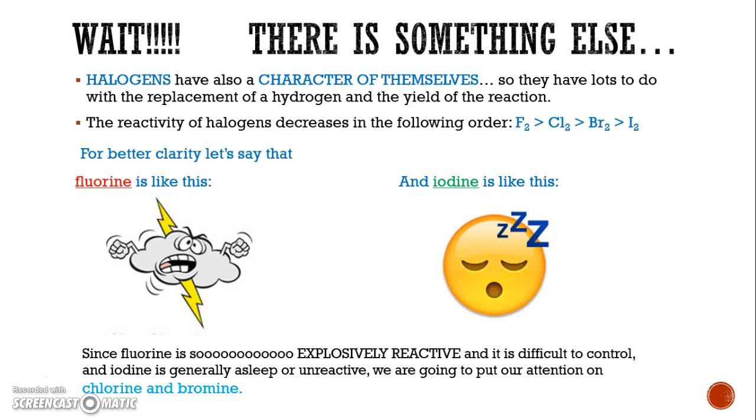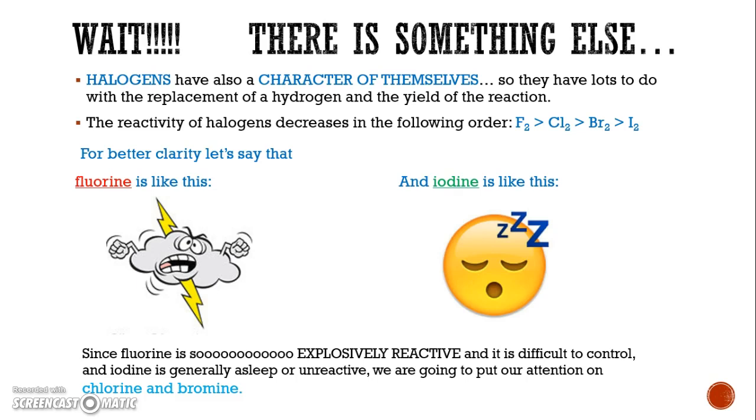Halogens have a character of their own, so they have a lot to do with the replacement of a hydrogen and the yield of the reaction. The reactivity of halogens decreases in the following order: first fluorine, then chlorine, then bromine, and lastly iodine. For better clarity, let's say that fluorine is very explosive and reactive, and very difficult to control. On the other hand, you have iodine, which is generally unreactive. It's like asleep.